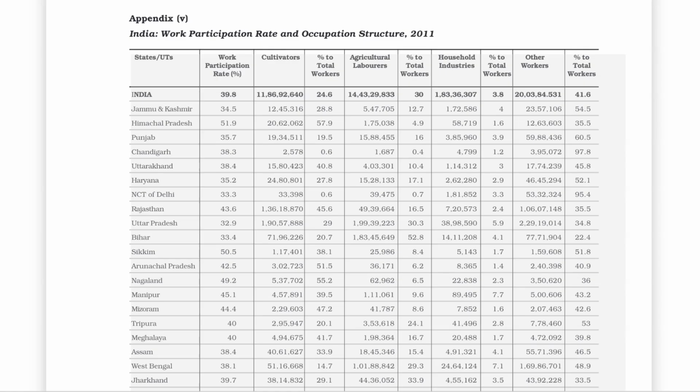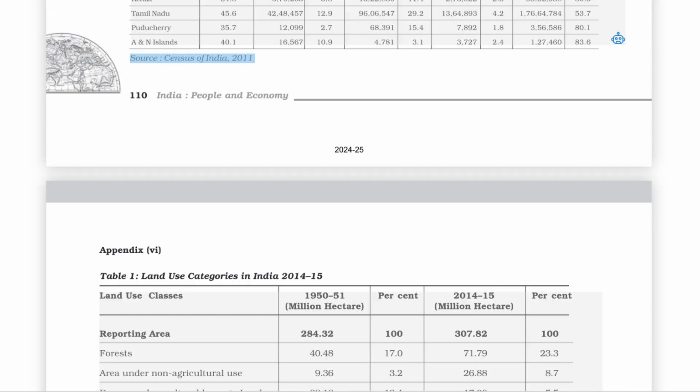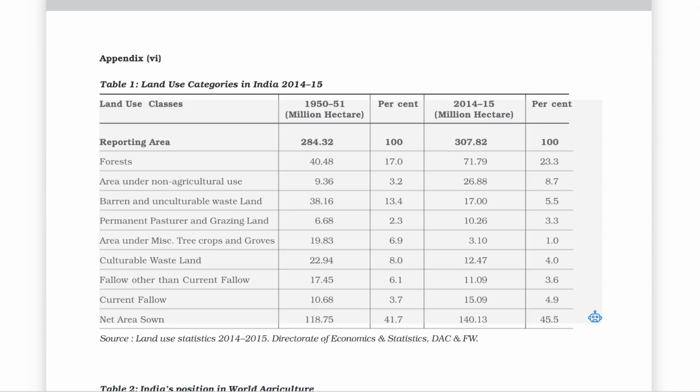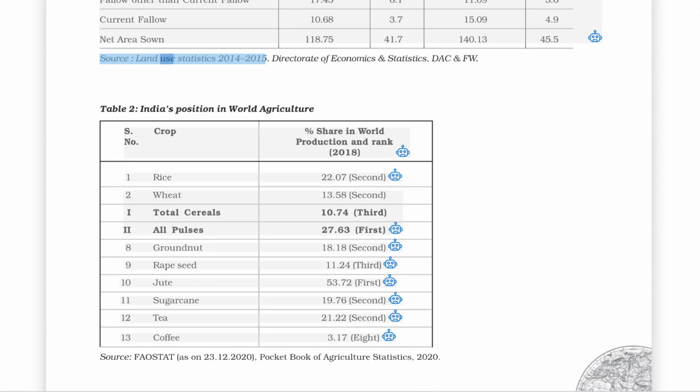India, People and Economy. Appendix 5. India, Work Participation Rate and Occupation Structure, 2011. Source, Census of India, 2011. Appendix 6. Table 1. Land Use Categories in India 2014 to 15. Source, Land Use Statistics 2014 to 2015. Directorate of Economics and Statistics, DAC and FW.